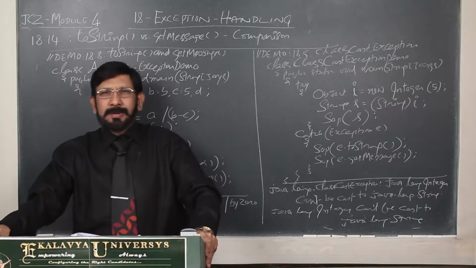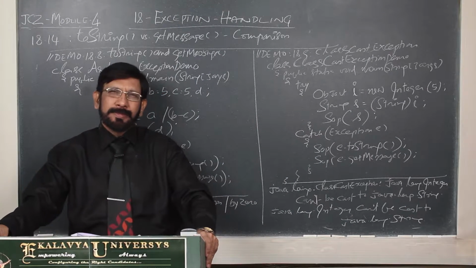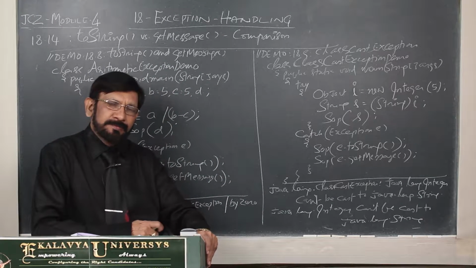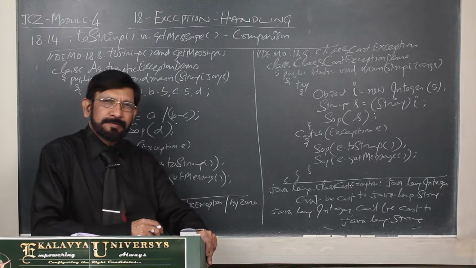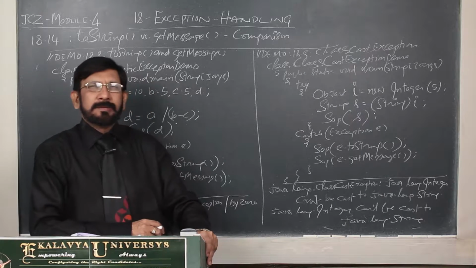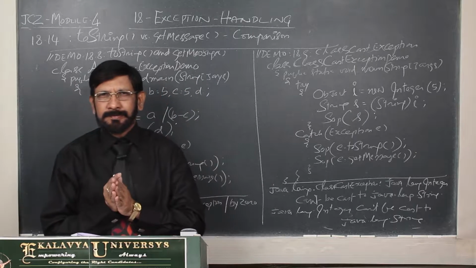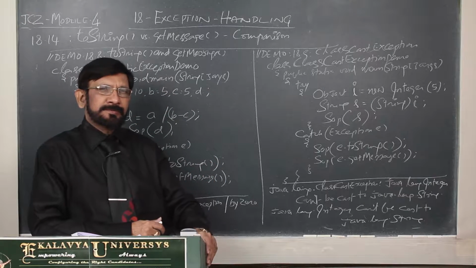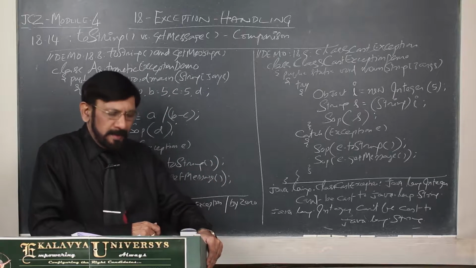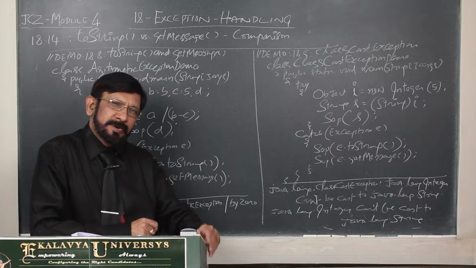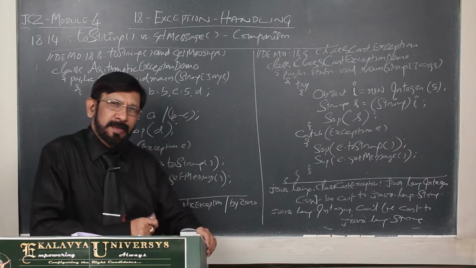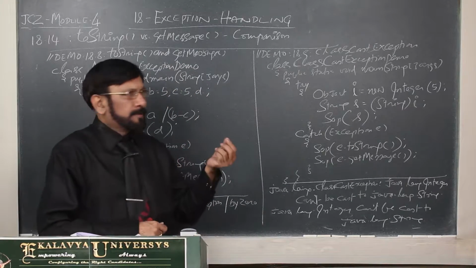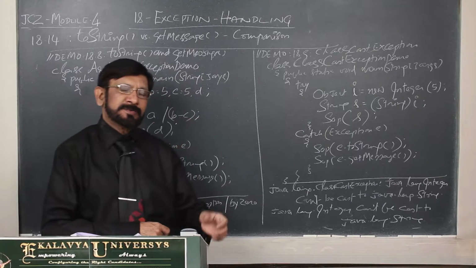Hello friends, now let us take up concept number 18.14, toString method versus getMessage method comparison. In the exception handling mechanism, we write catch blocks to create exception handlers. In catch blocks, in order to describe the nature or type of exception, we can use either the toString method or the getMessage method.